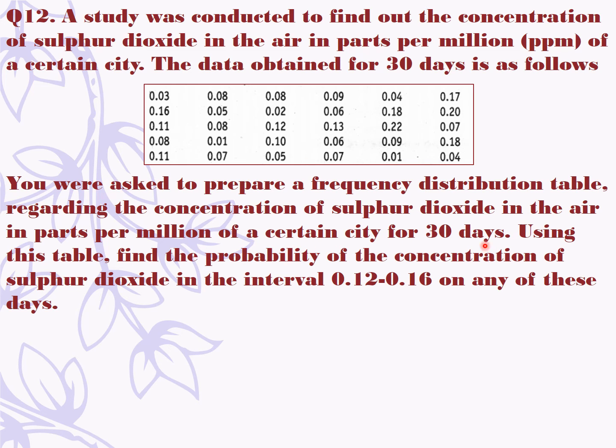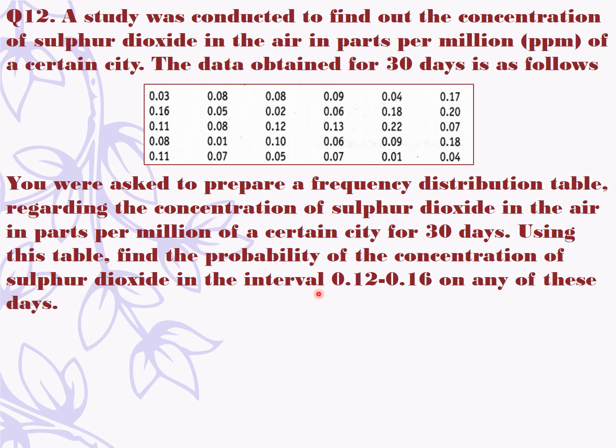This part was for the statistics chapter. Using this table, find the probability of the concentration of sulfur dioxide in the interval 0.12 to 0.16 on any of these days. So we have to find out the probability of the concentration of sulfur dioxide which belongs to this particular interval, that is 0.12 to 0.16. It is very important to know the value of the interval.